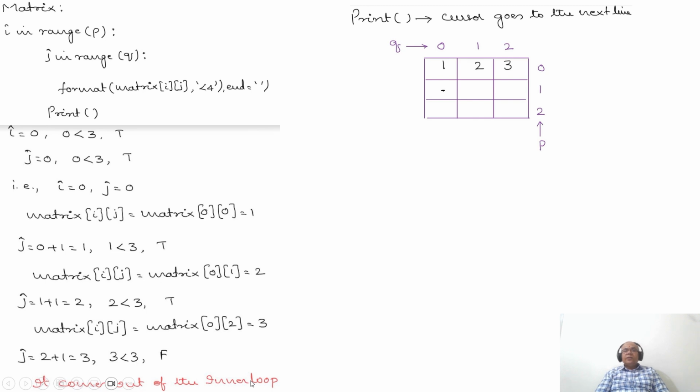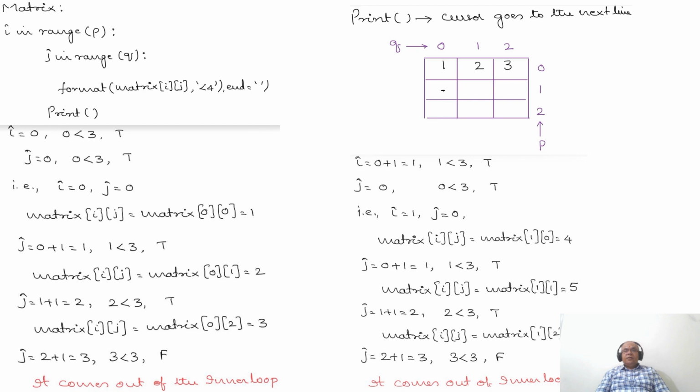So how exactly you will get this? You get the output 1, 2, 3 for the first row, that is i is equal to 0 and j is equal to 0, 1, 2. So 1, 2, 3. Since you have the print function, the cursor goes to the next line. Here it will come to this.